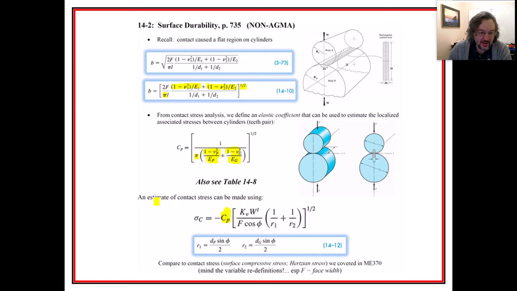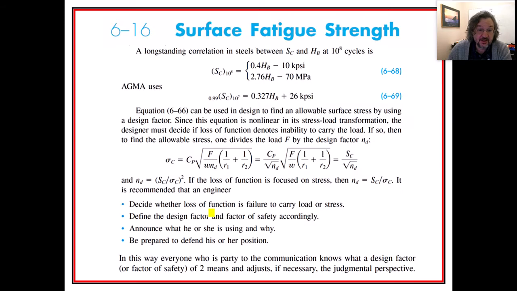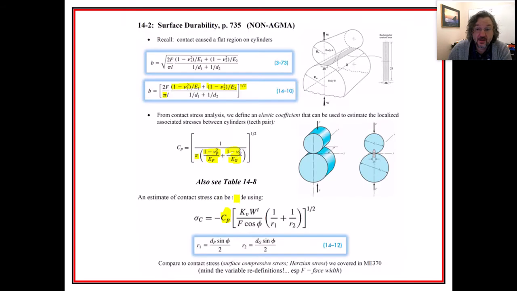We can take that when we go to implement this for the equation that is in chapter 14 for the non-AGMA surface durability. So you see right here, that's that section of the book. I don't think the page number is correct for the 11th edition.